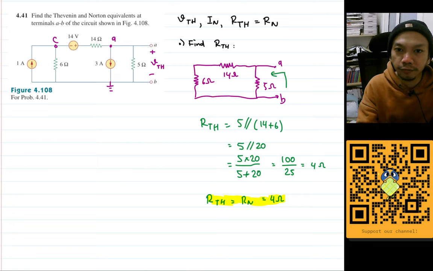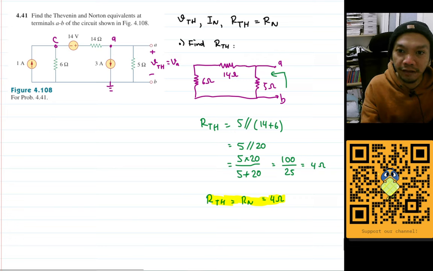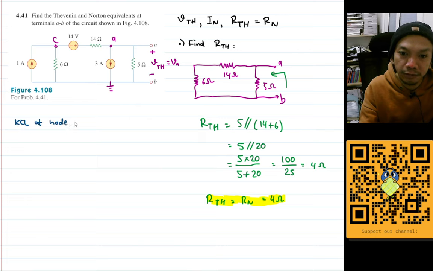If we name it like this, this one will be the same as VA, right? Because VB is 0, because we set our ground here. So let's start by using KCL at node A first.